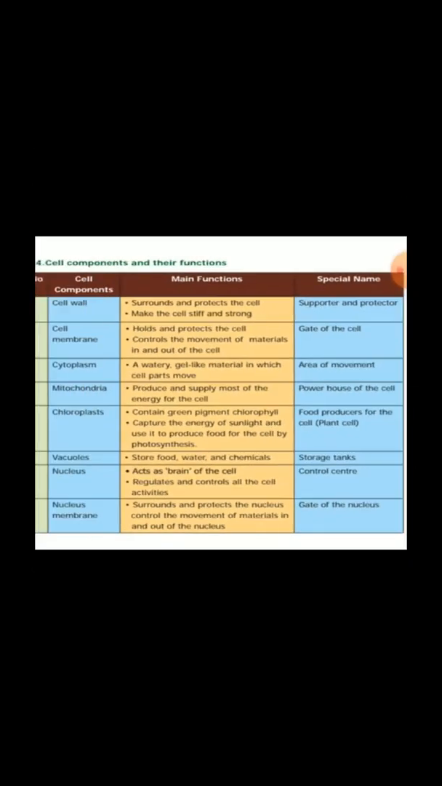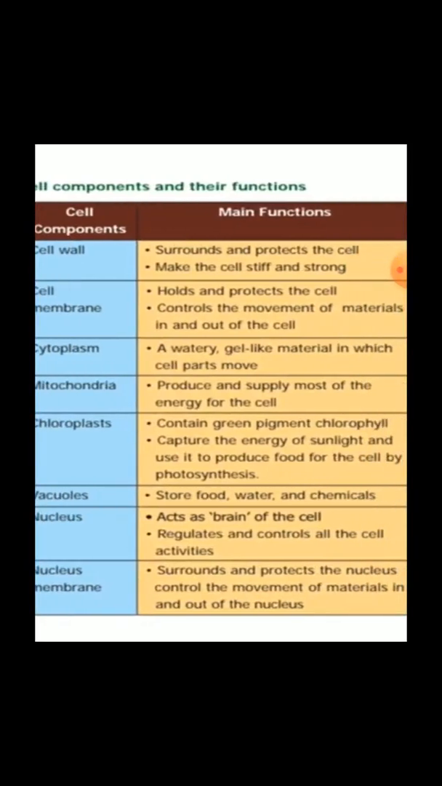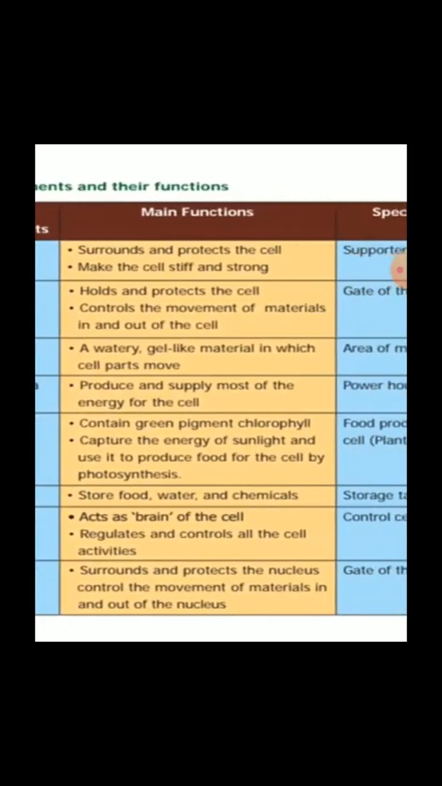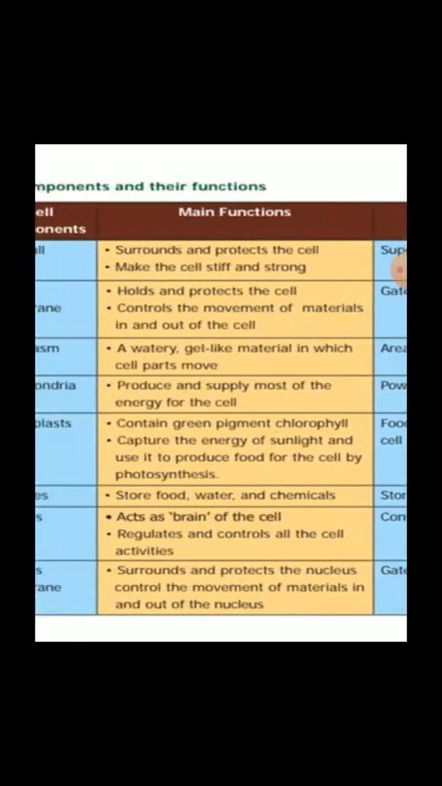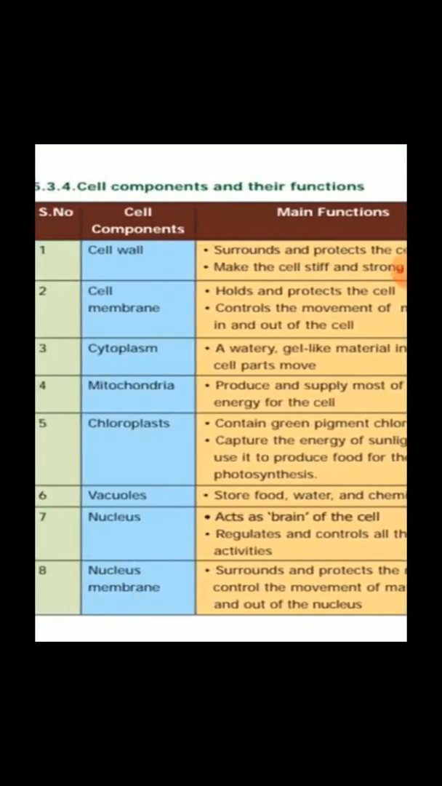Next, chloroplast. The chloroplast contains the green pigment called chlorophyll. You already know about chlorophyll. It captures the energy of sunlight and uses it to produce food for the cell by photosynthesis. The special name of the chloroplast is food producers for the cell. Okay, are you understood or not?